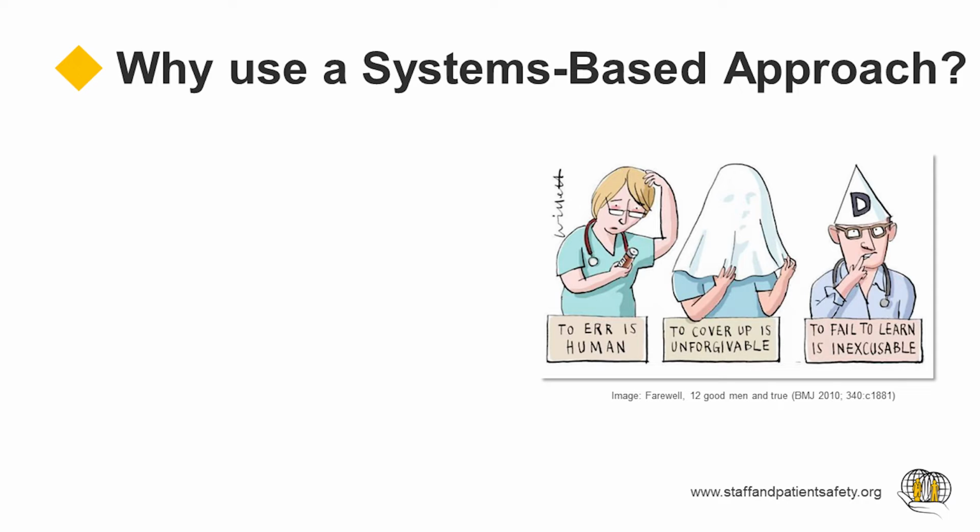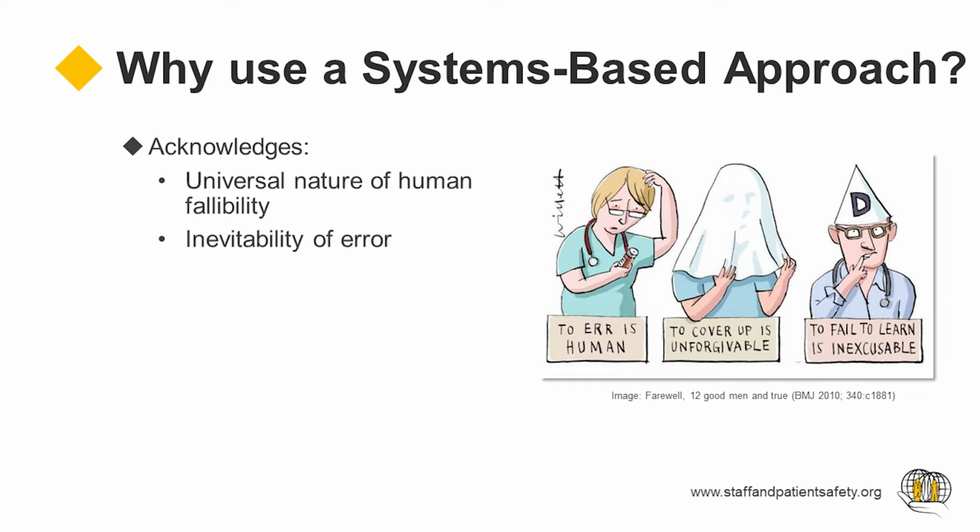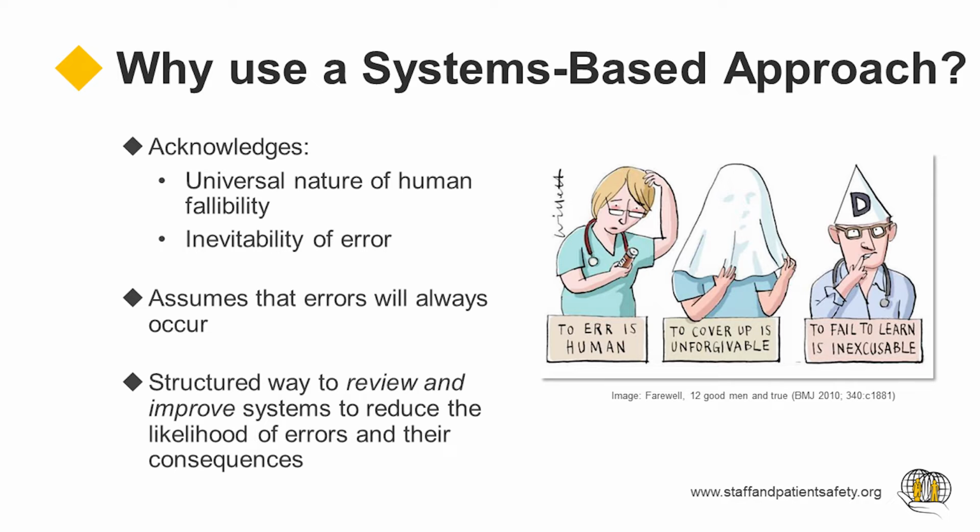A systems-based approach has some inherent advantages to the historical human error-based approach. It acknowledges facts of life, that is, the universal nature of humans to falter, and the inevitability of error and hazards. Errors and hazards will always be present. By acknowledging this, we can design a structured way to review and improve the systems in place to reduce the likelihood of these errors and hazards, and more importantly, the consequences.